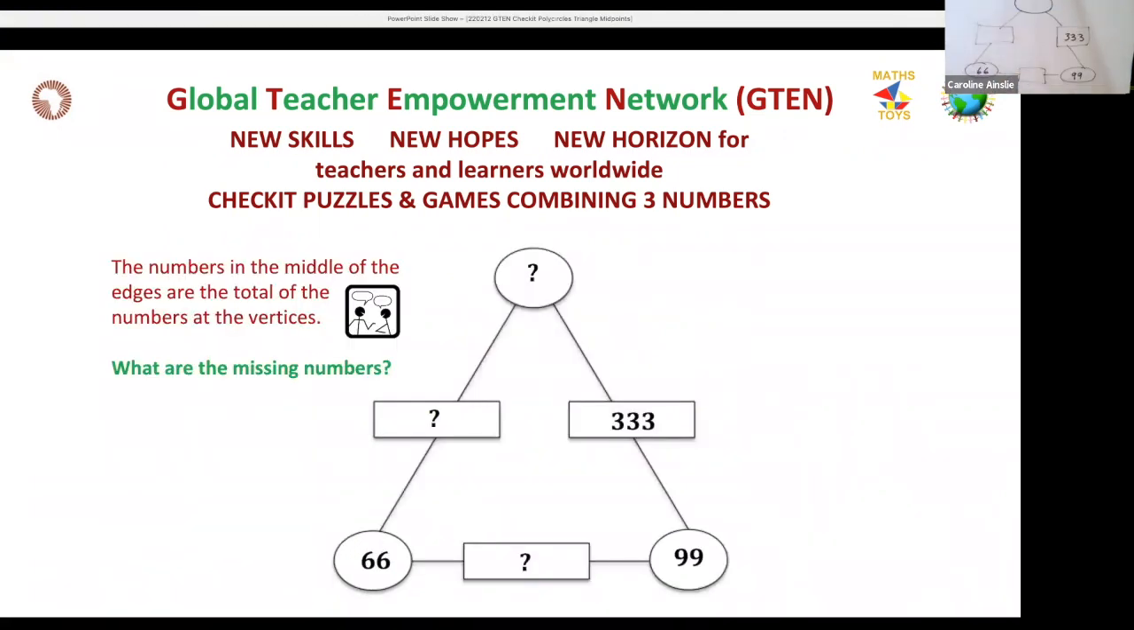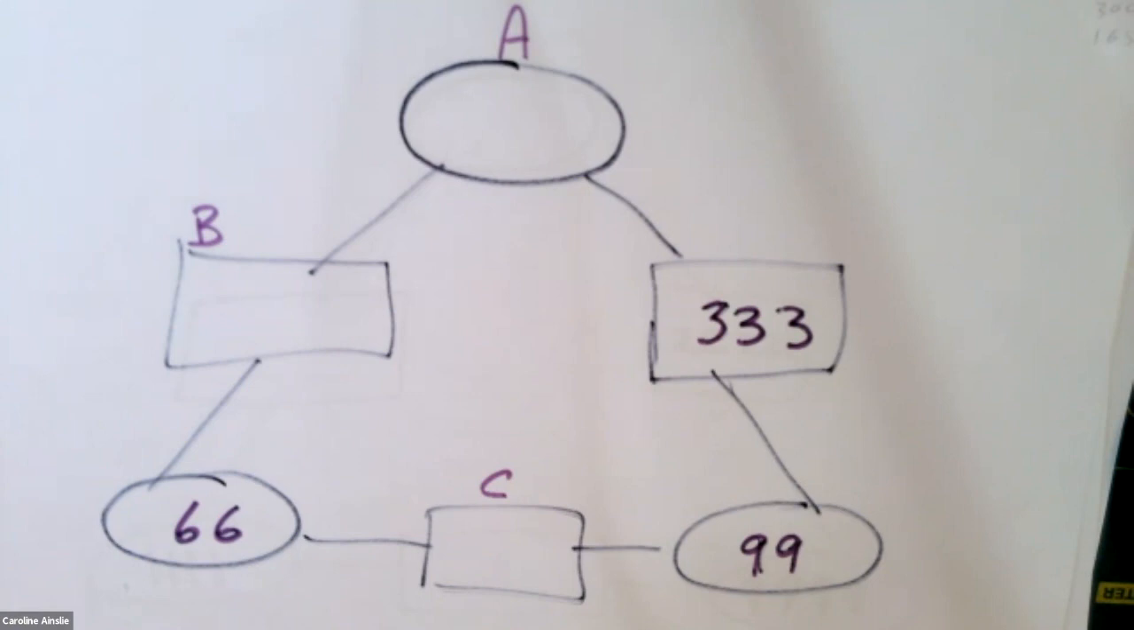So for the next one, again, we are adding, but now we have 3-digit numbers. And this time one of the vertices, one of the ellipses, does not have a figure. So again, give your guesses of what we should have in each of the two boxes and what should be in this vertex here. Let me call it a vertex because we have a triangular kind of shape. Again, the number in the middle edges should be the total of the numbers at the vertices.